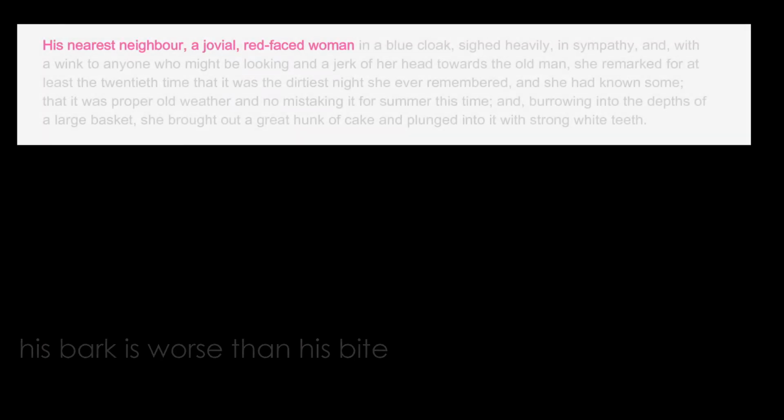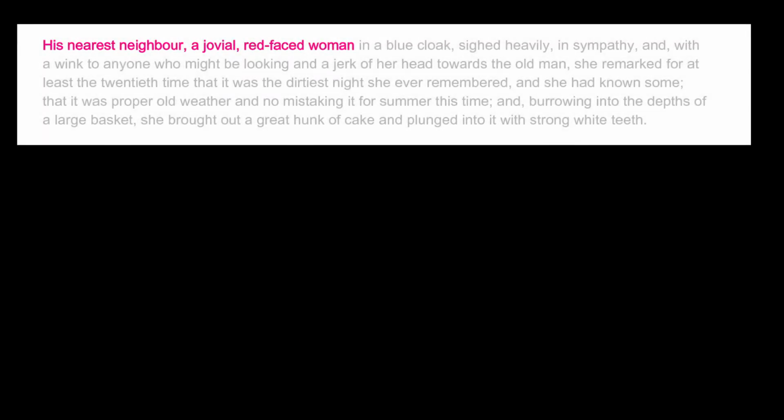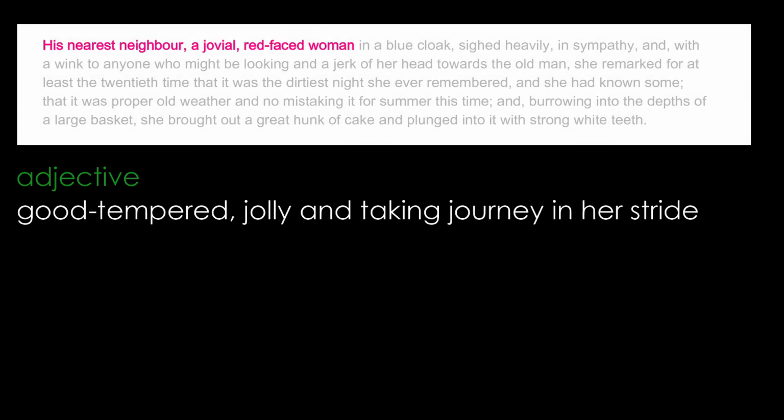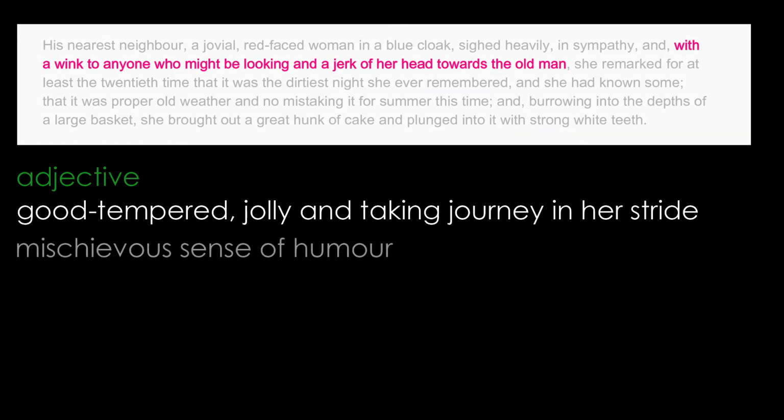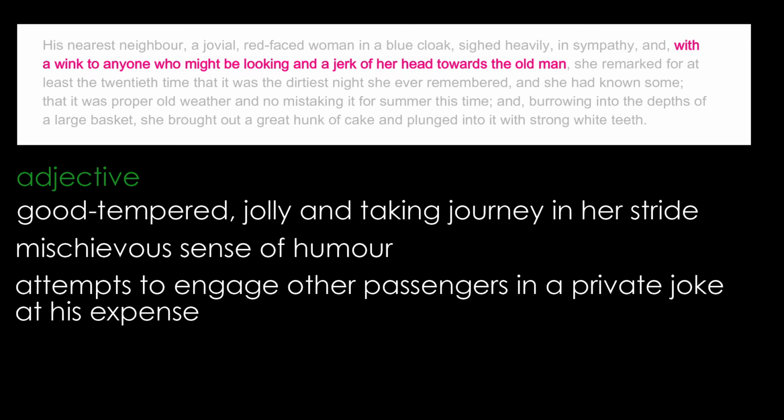By contrast, the old man's nearest neighbour is described as a jovial, red-faced woman, the adjective jovial suggesting that she is good-tempered and jolly, and taking the uncomfortable journey in her stride. Indeed, her reaction to the old man's behaviour is to sigh heavily in sympathy, but then to wink to anyone who might be looking with a jerk of her head towards the old man. She clearly has a very mischievous sense of humour and is making fun of him. Her wink at the other passengers is an attempt to engage them in a private joke at his expense.